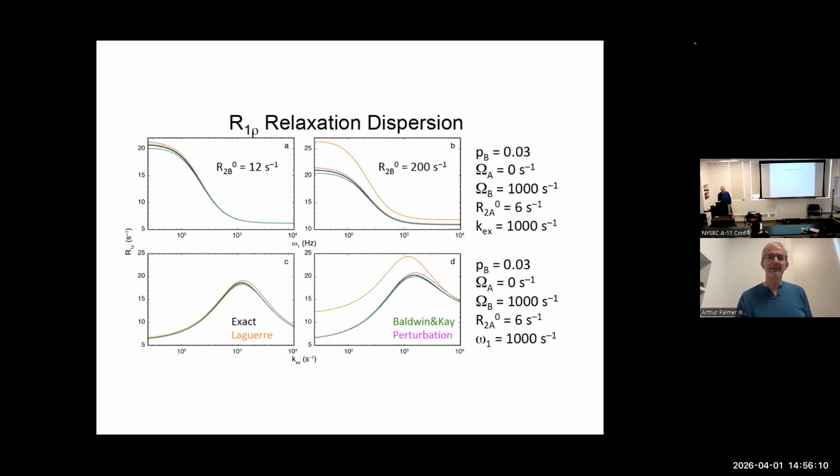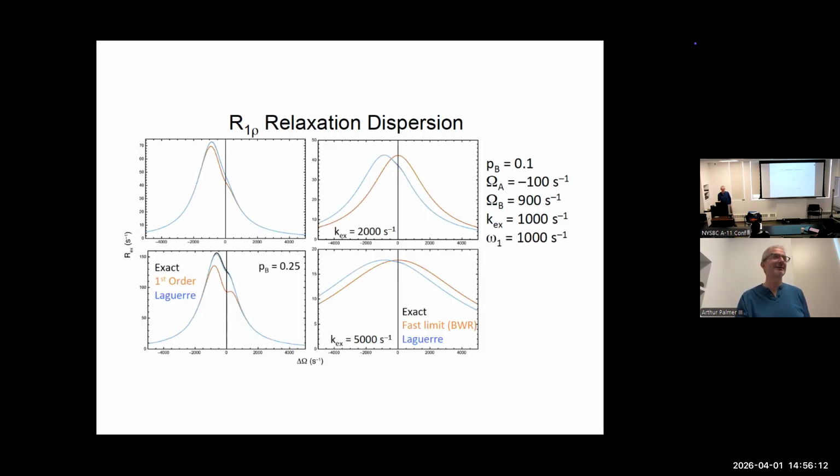Now, is it a question? Yeah. Just making sure, the faster your exchange, the larger you want... In order to suppress the effect of the jumping, to see a dispersion curve, yeah, omega E has to get to be bigger than kex. So for faster processes, you need stronger and stronger fields.